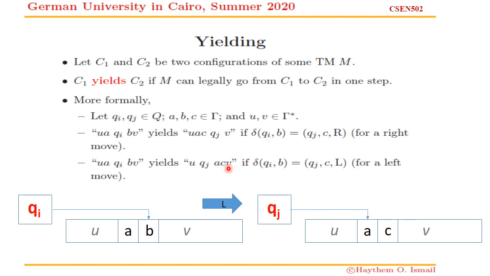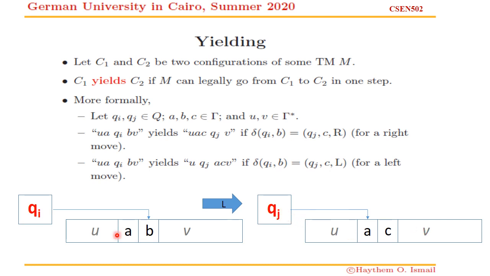On the other hand, if the movement is to the left, then once again, you start in C1. This is C1: the state is Qi, the tape has UABV, and the head is at the B. Now, if the transition function says in Qi reading a B, you enter Qj, write a C, and move to the left, then this is what should happen.